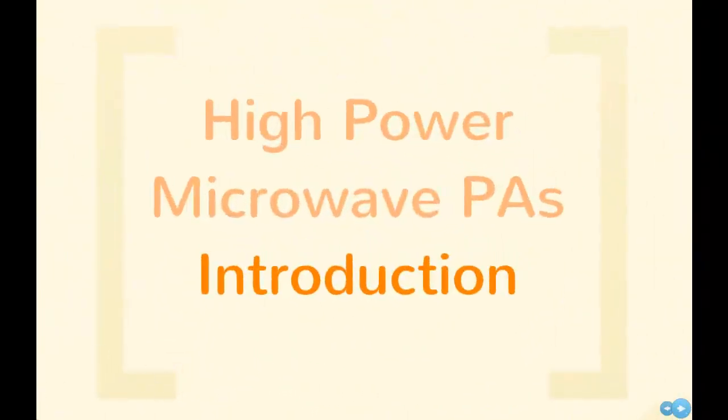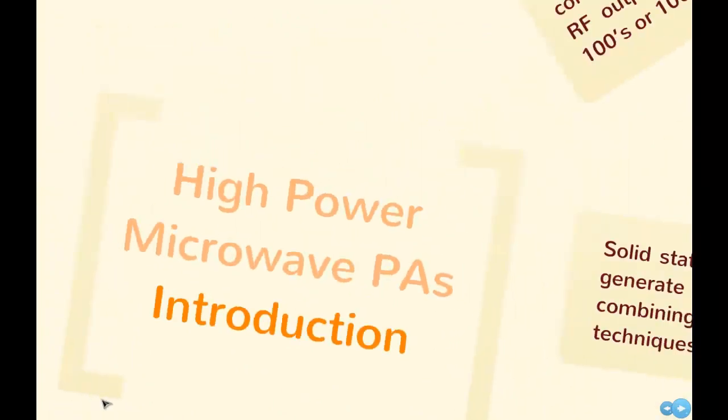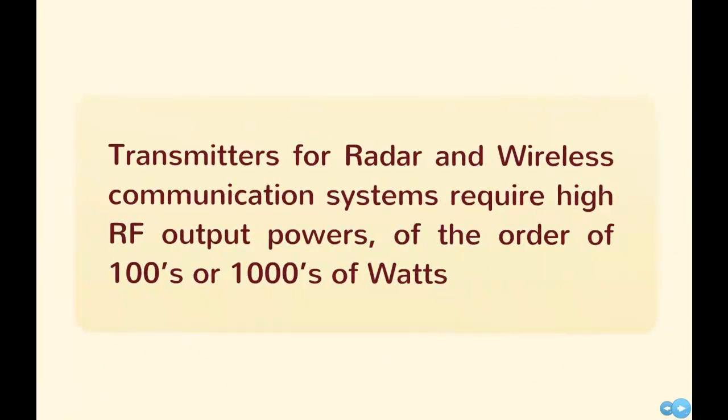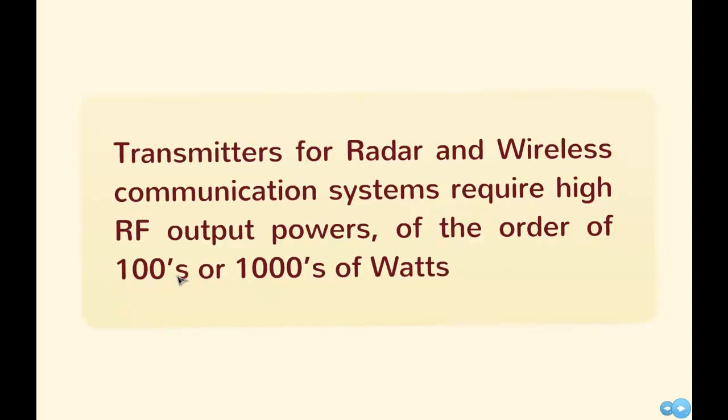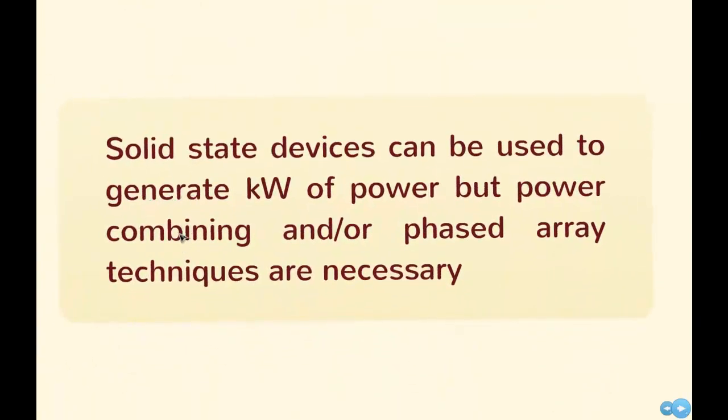First of all, let's talk a little bit about power amplifiers, particularly those that require very high power levels. Well, transmitters that are to be used in radar and wireless communication systems require a very high output power, particularly at base station level or ground station level, in the case of radar. And this power can go up to hundreds and thousands of watts. Now, for some of these systems, we can use solid-state devices which are able to generate power of the order of kilowatts, but of course this is not done by a single device. We have to use power combining or phased array techniques.